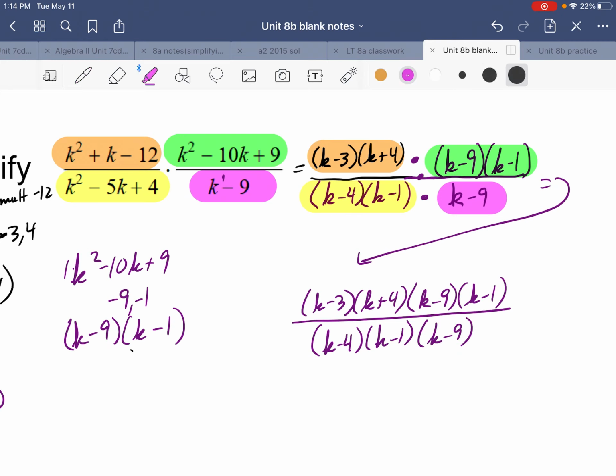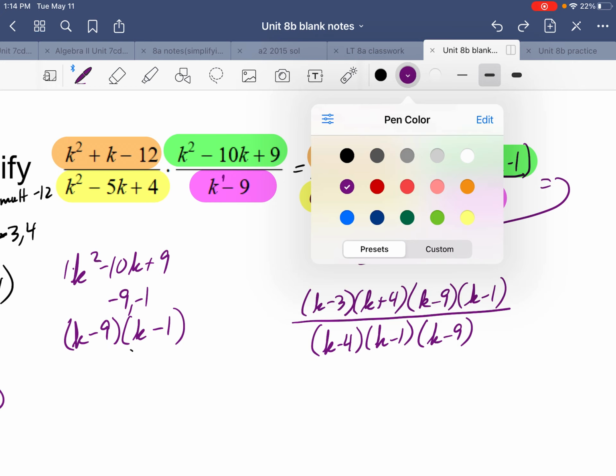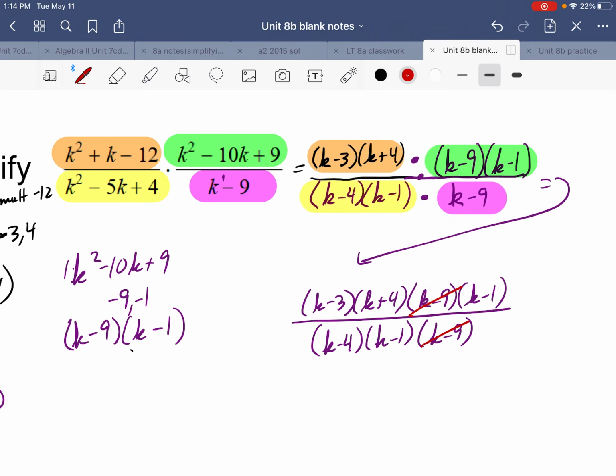All right, now you're looking, is there a k minus 3 in the denominator? No, so that's going to stay there. Is there a k plus 4 in the denominator? No. Binomials have to be identical. K minus 9 in the denominator? Yes. Those are going to get reduced, simplified. K minus 9 divided by k minus 9, that is 1. And lastly, is there a k minus 1 in the denominator? Sure is. That is going to get reduced to k minus 1 divided by k minus 1 is going to be 1.